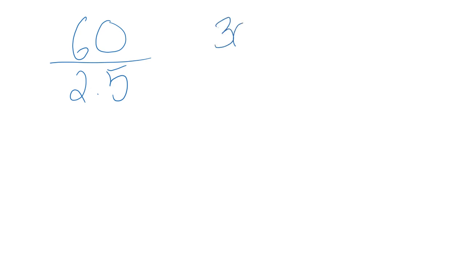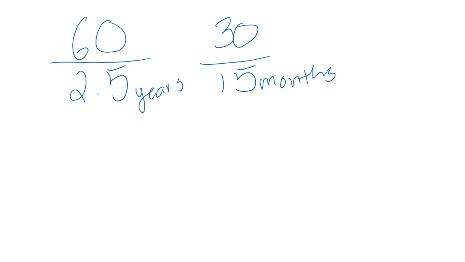Another thing we did in this lesson was tell whether or not two different ratios were equivalent. And what that means is they have the same relationship between the numbers. So for example, if I have 60 centimeters for every 2.5 years, and I had 30 centimeters for every 15 months, I need to figure out if that is the same. This is months, this is years, and these are both centimeters.